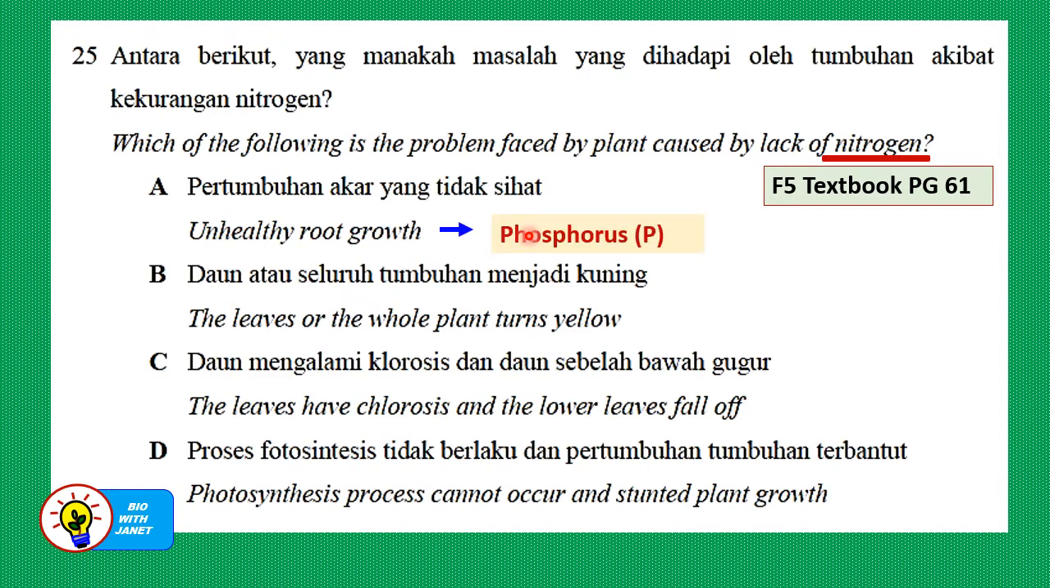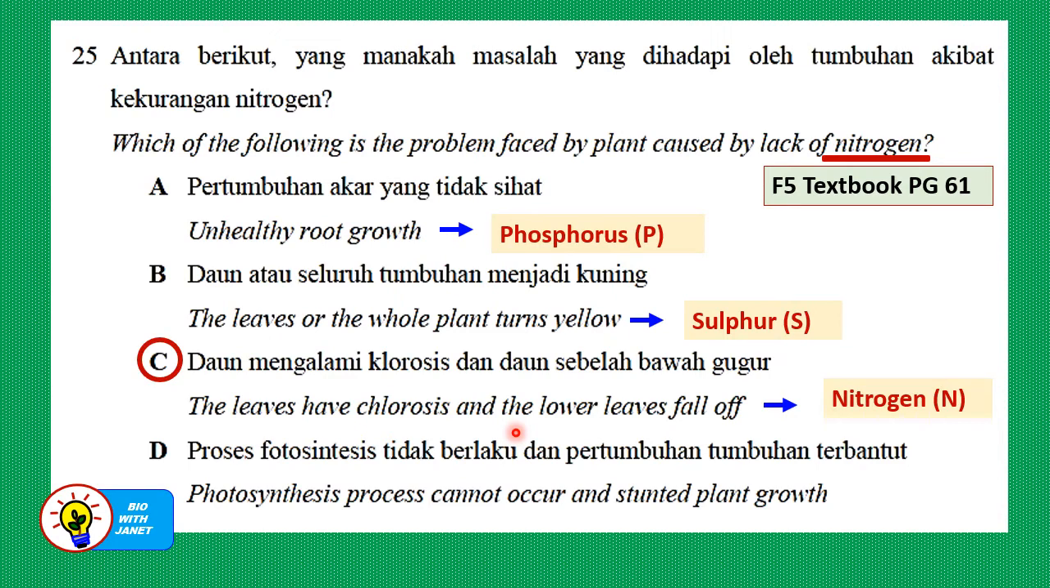B, the leaves or whole plant turns yellow. Again, this is caused by lack of another macronutrient, which is sulfur, right? C, the leaves have chlorosis and the lower leaves fall off. Chlorosis means yellowing of leaves. Yes, this is the symptom shown by lack of nitrogen. Okay, so answer is C.